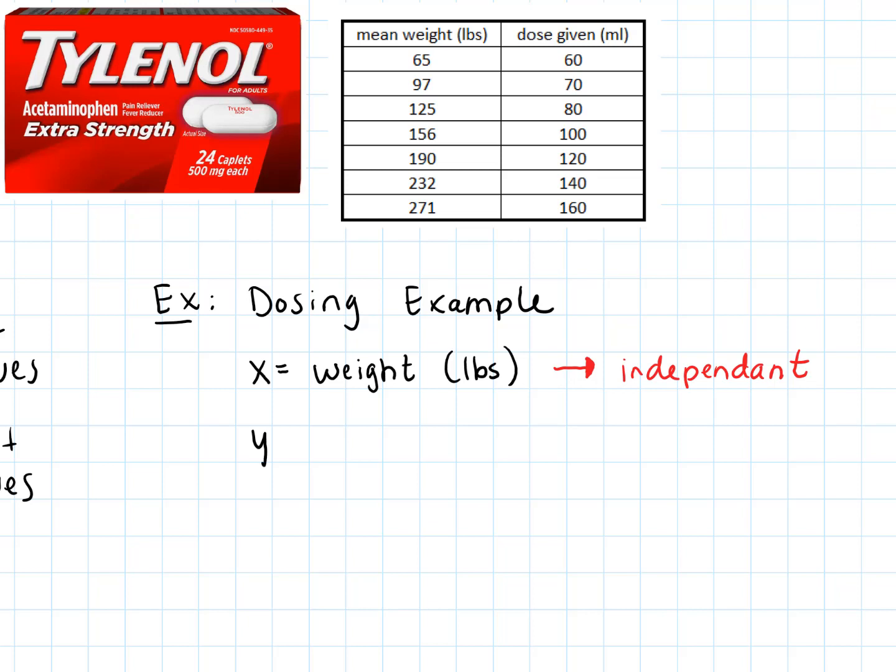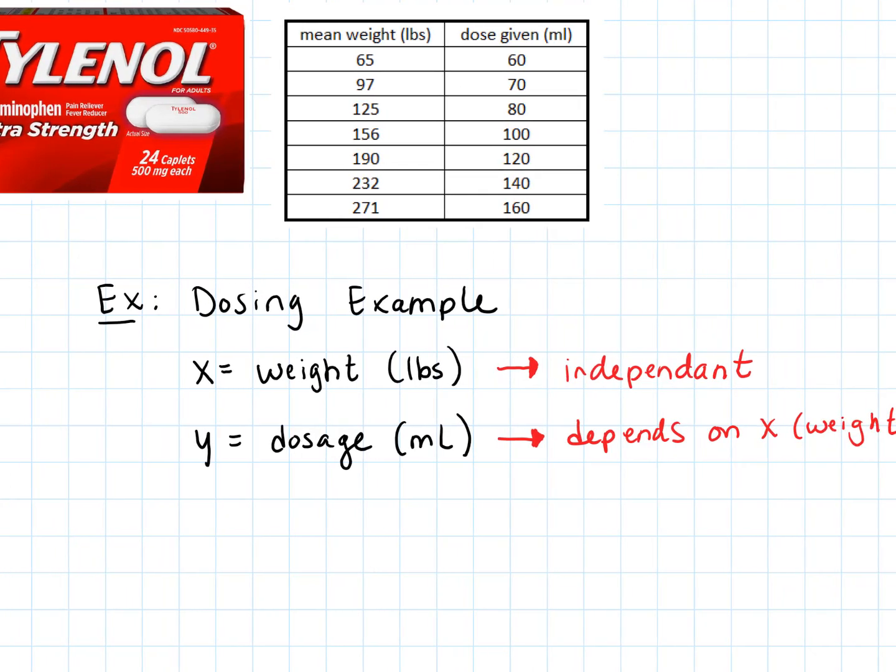Then Y is going to represent the second column here, the dosage in milliliters of this medicine. Now that does depend on how heavy the patient is, or what the weight of the patient is. So we say this is Y for many reasons. One, it's the second column in the data set, but also it just depends on X, which is weight. How much a patient gets of this medicine depends on how much they weigh. So Y depends on X.